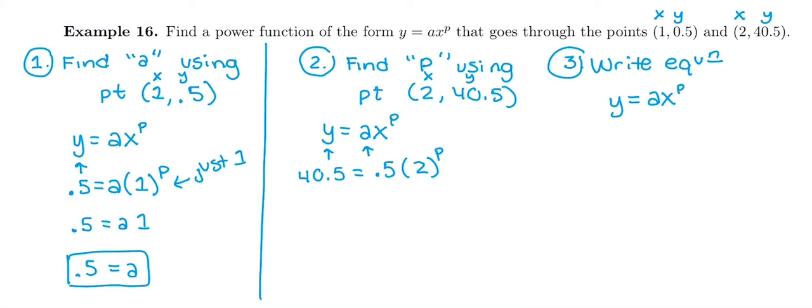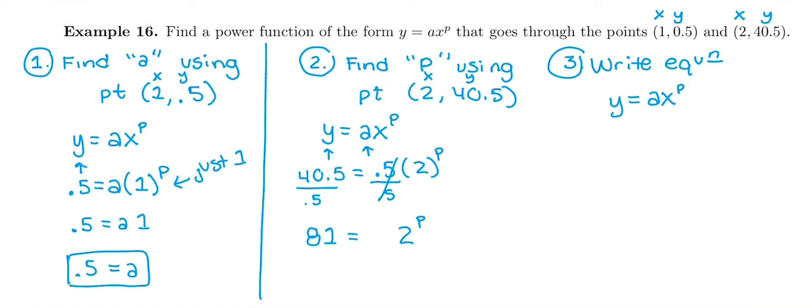So we want to solve for p, which is stuck up in the exponent, which means we're going to use a log to solve for the exponent. Before we do, we need to try to get that p term on one side by itself. So I'm going to divide both sides by 0.5 to get 2 to the p on one side by itself. So I'm going to take 40.5 and divide it by 0.5, which gives me 81. 81 is 2 to the p.